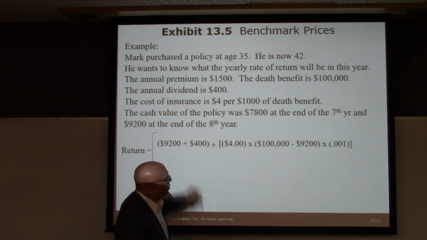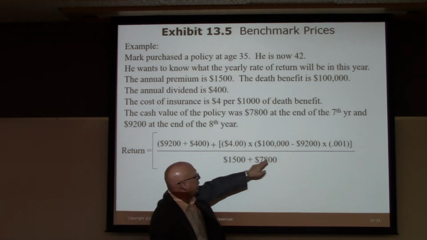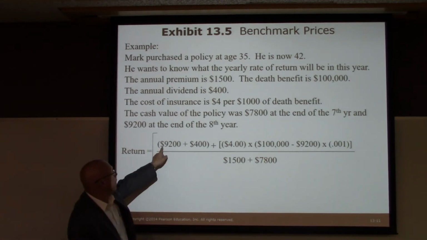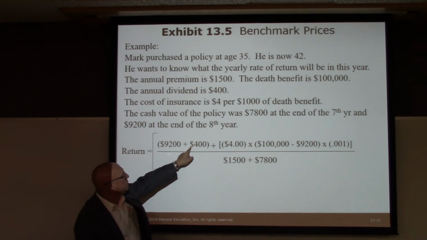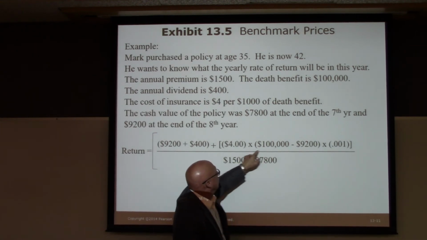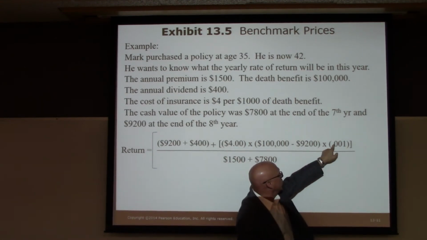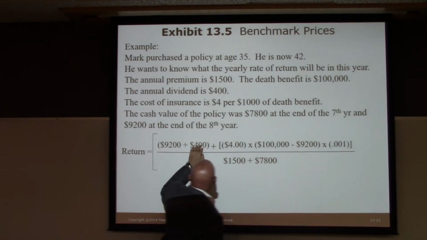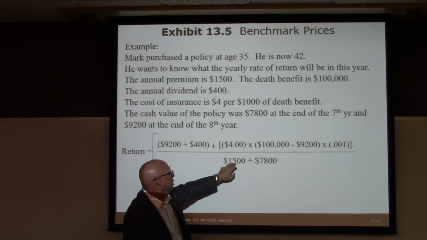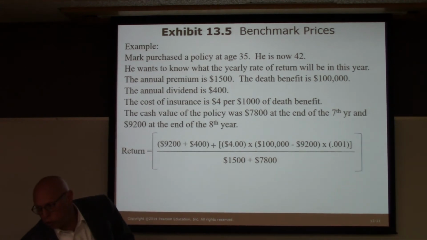Then you're going to divide that by the premium plus the cash value at the beginning of the year. So get out your calculators and start tapping. So this is $9,600 here, and then you're going to say 100,000 minus 9,200 times $4 times 0.001, and add that to 9,600, and then divide that by $9,300.